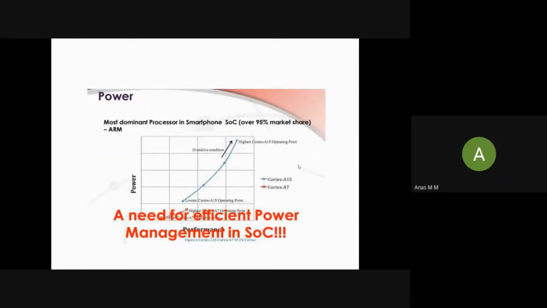When you go through the SoC market, ARM is most dominant in smartphone processors, like Snapdragon IP. Snapdragon uses the Cortex-A architecture. Like that, many companies are manufacturing processors with ARM IP. So ARM has basically 95% of the market share of SoCs.